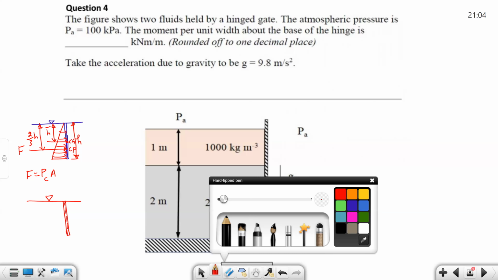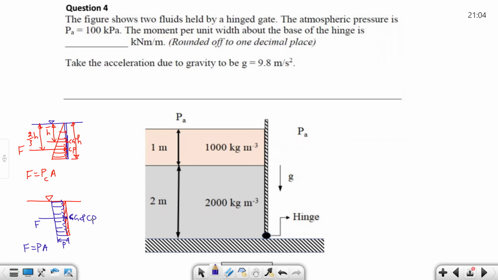And if the pressure is uniform, then pressure into area is the force. And here the center of gravity, CG, and the center of pressure will be the same. If you have these two understandings, then we can do it in a very clear-cut way.